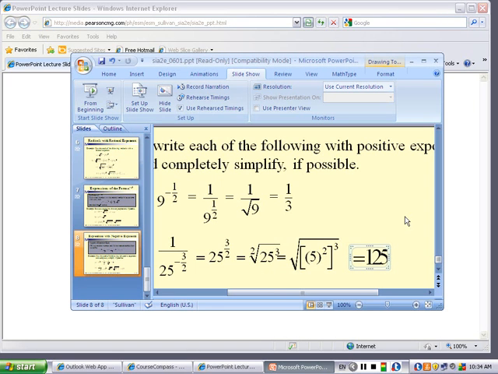Okay, when you have 125 here, that means what? 5 cubed. Am I correct? Do you have 5 squared? So you have 5 squared, 5 squared, 5 squared. Am I correct? But what is the square root of 5 squared? It is 5. So you will get 5 cubed. That's why you get 125. Is that okay? Yes.